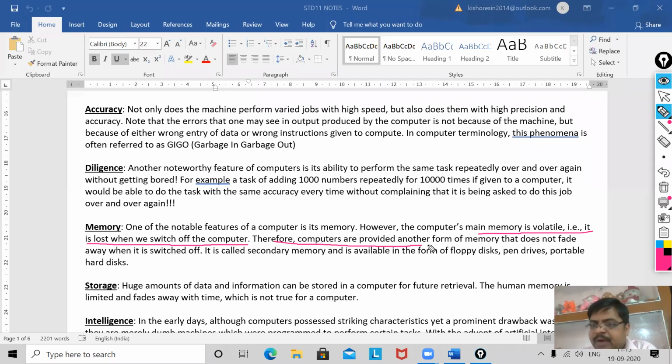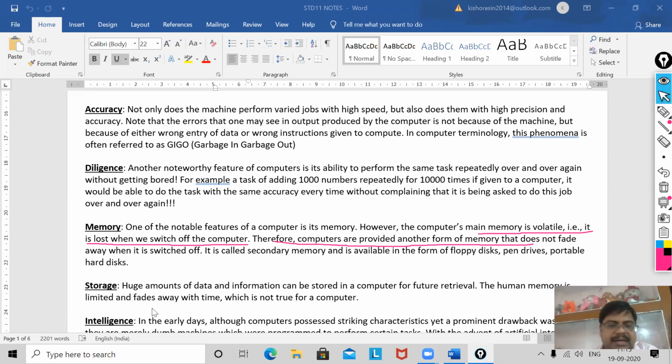Therefore, computers are provided another form of memory. As I told you earlier, we have two types of memory. Here I'm talking about the primary memory, but it will remain in your system only for a while. But I want this information to be saved in our PC. Then I must use the secondary storage device, that is also called secondary memory, auxiliary, or you can say external memory.